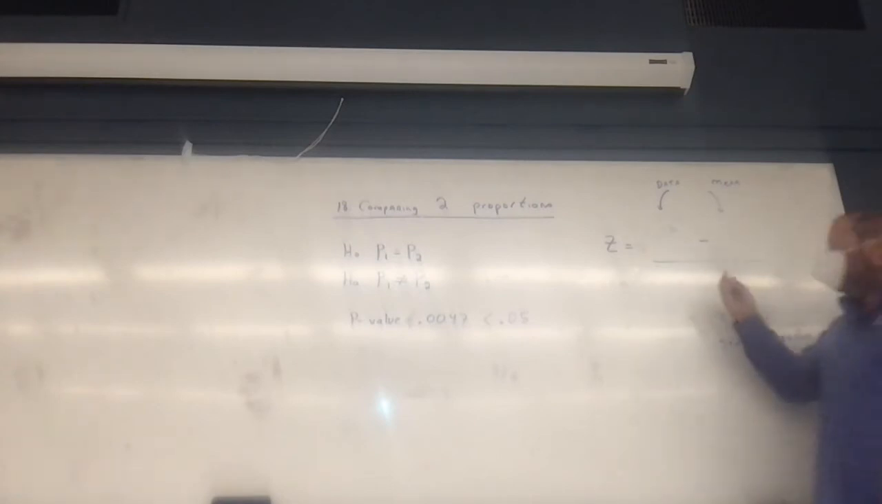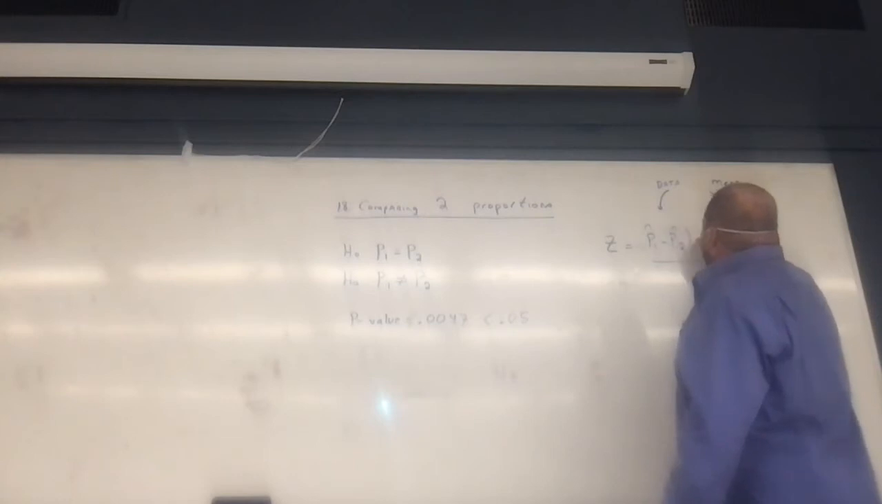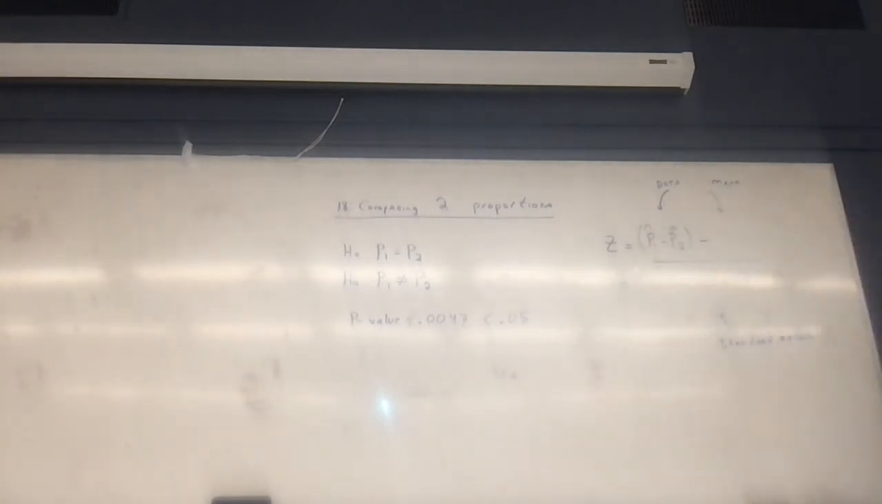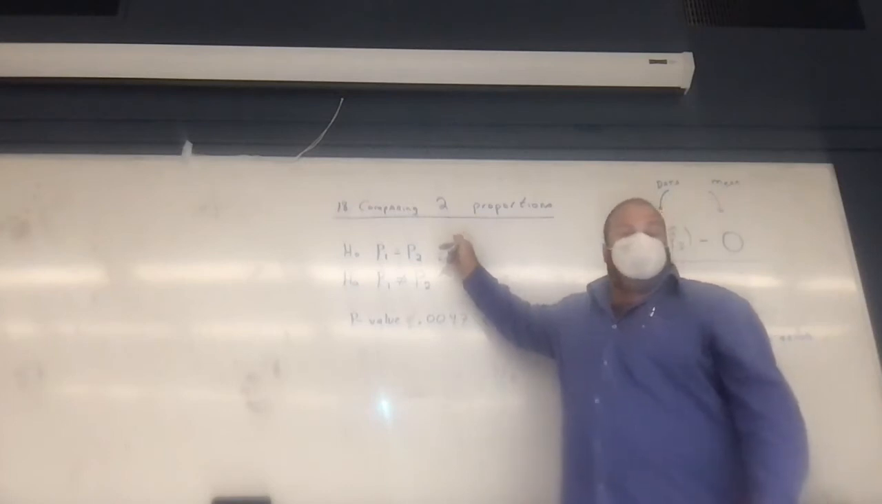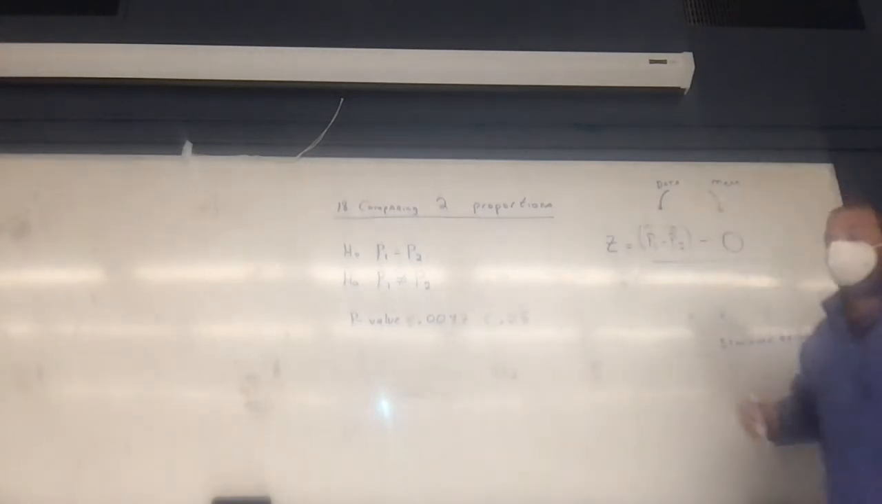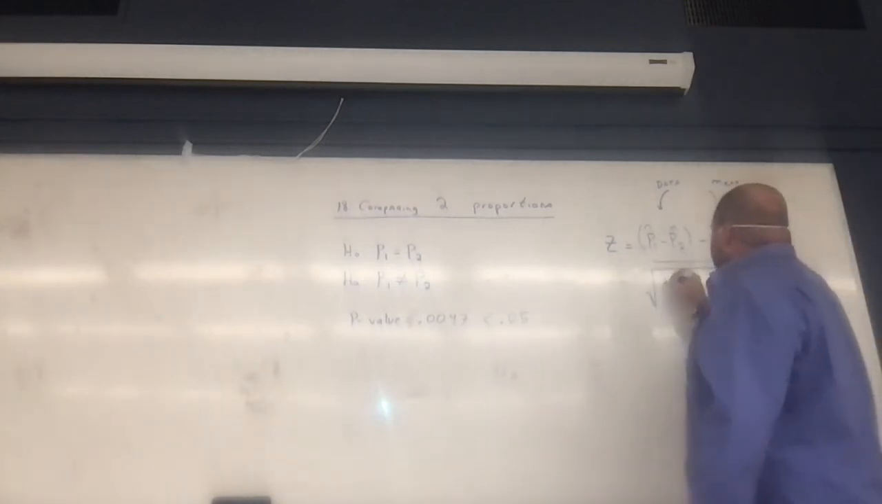So what is my data? My data is P1 hat minus P2 hat. That is my data. That's the actual value of my experiment. What is the mean if the null hypothesis is true? What is the assumed value of P1 minus P2 if the null hypothesis is true? 0. Remember, the null hypothesis says they're equal. So P1 and P2 will be equal, so P1 minus P2 will be 0. And what's the standard error?